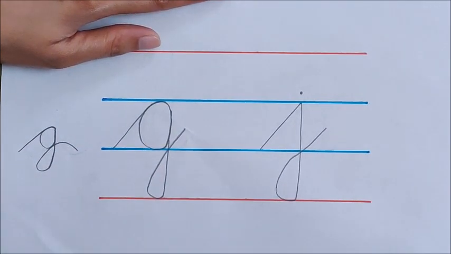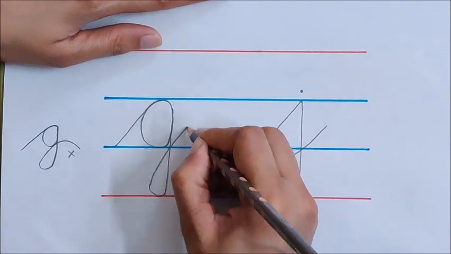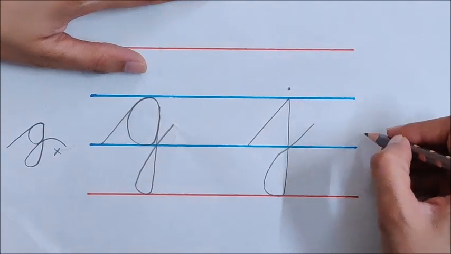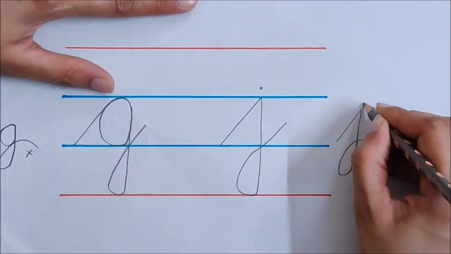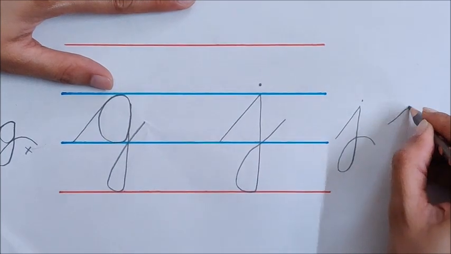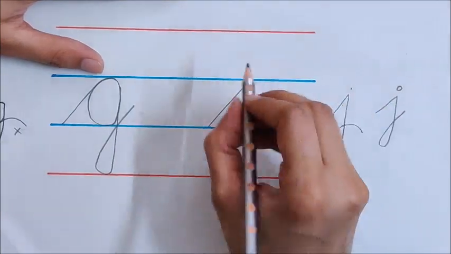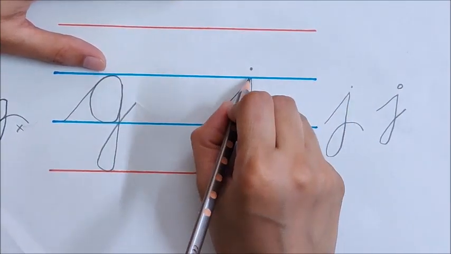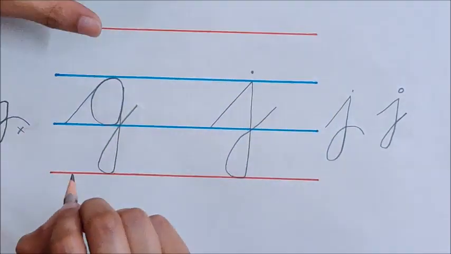This is wrong. G's tail will always go up. And same goes for J. Don't make the tail like this. This is wrong. And also, don't make a very big dot like this. It is always a small dot between the red and blue line, just a little above the blue line.